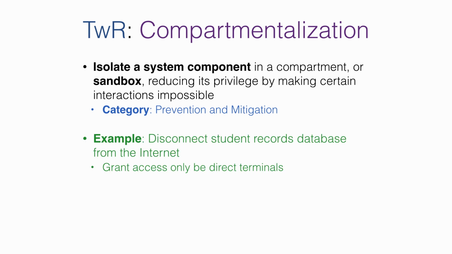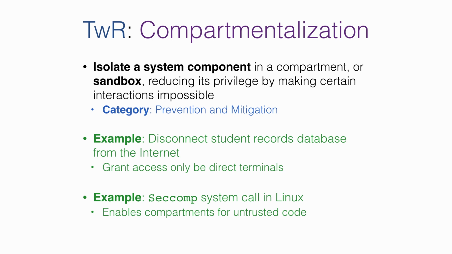As an example, we might disconnect a student records database from the internet and grant access only to local operators. This compartmentalizes the student records database, therefore preventing attacks from the outside. Just as importantly, if a local operator attempted to compromise the database and exfiltrate the data, they would not be able to do that via the internet.